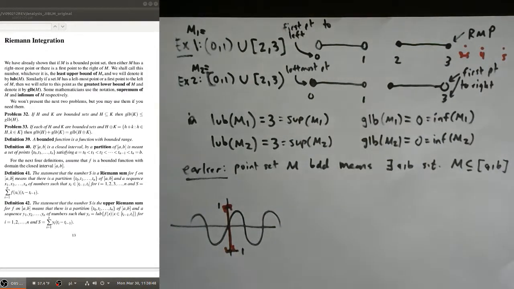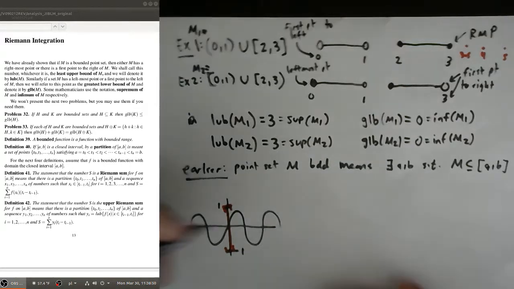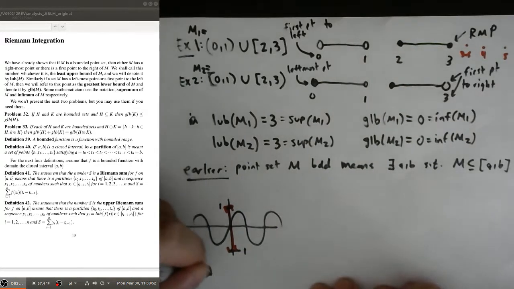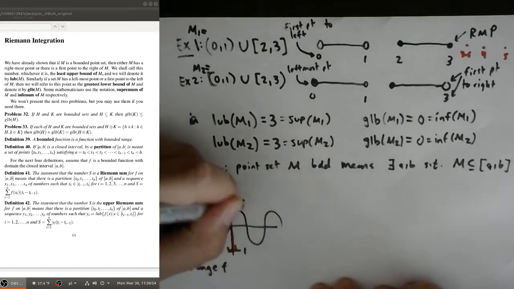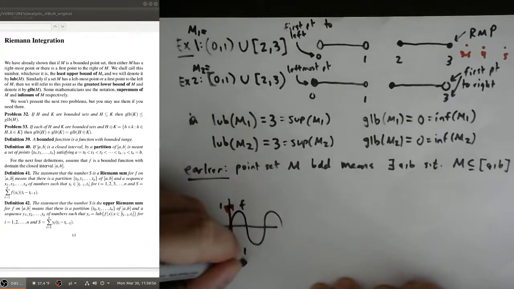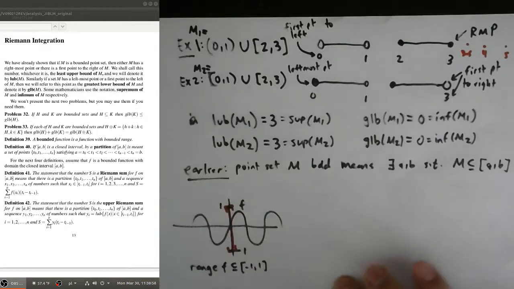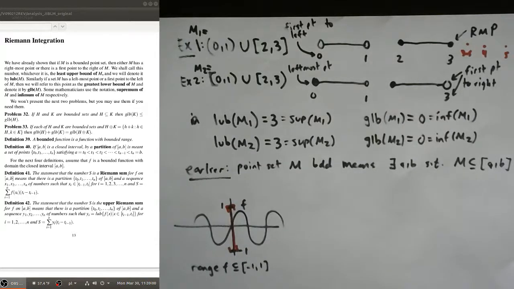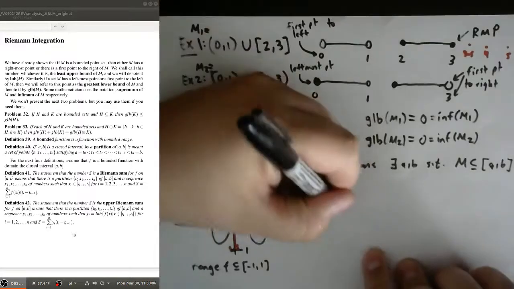But the range of f, if this is f, the range of f is a subset of [-1, 1]. In fact, it's equal to [-1, 1] in this case, but we could say it's also a subset of [-2, 2], and that would still mean it's bounded. So that's sine.